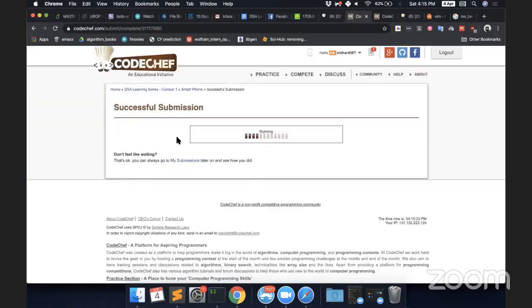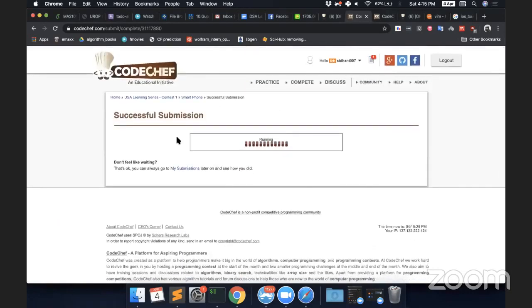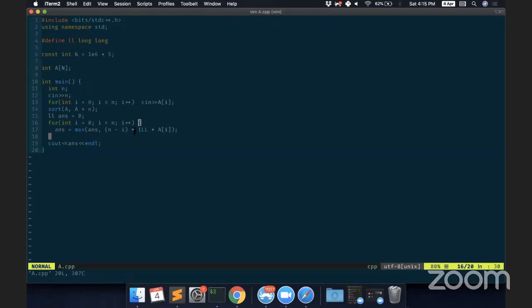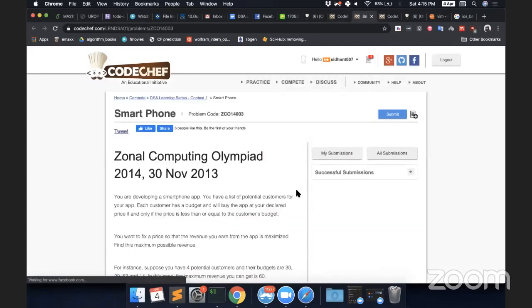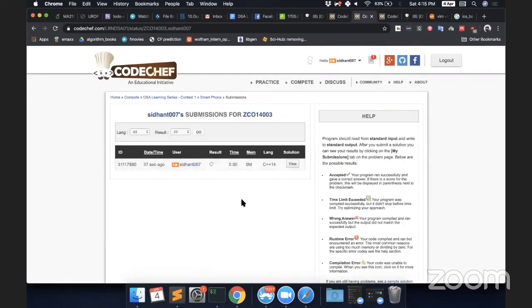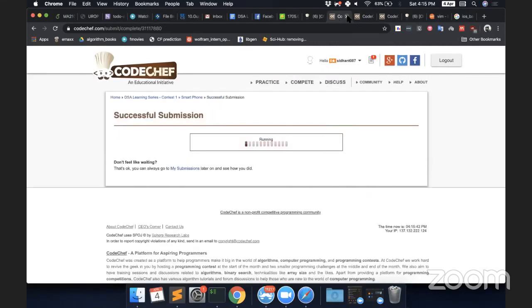Okay, this is taking much longer than expected. I don't know why. I thought this was a pretty simple code. Okay, cool, it worked. Maybe the judge was slightly slow that time.